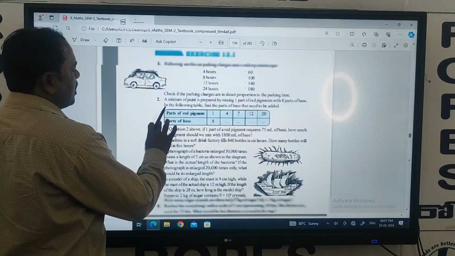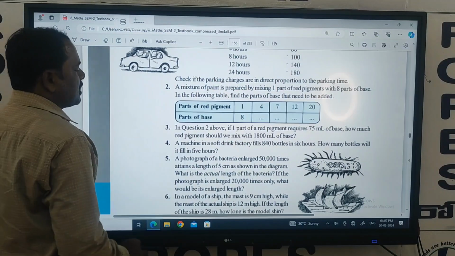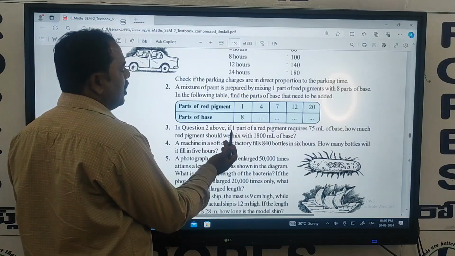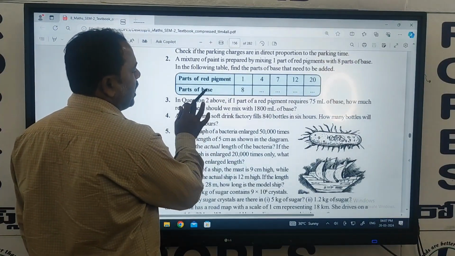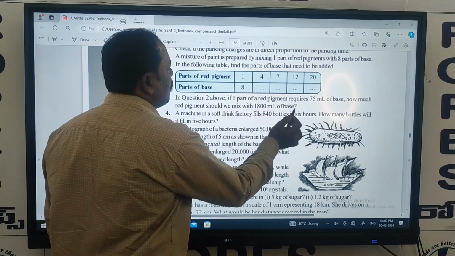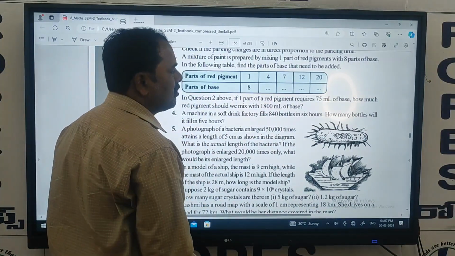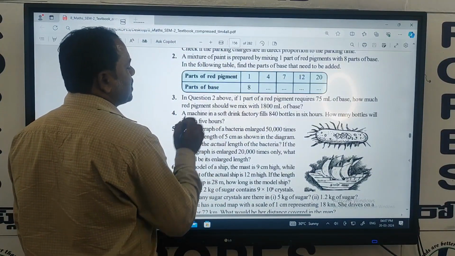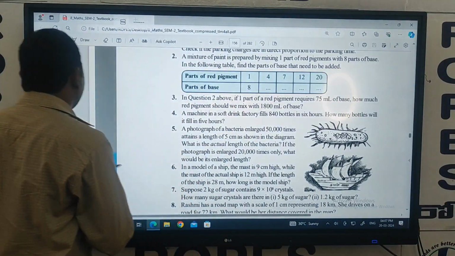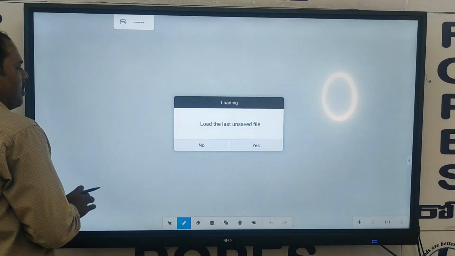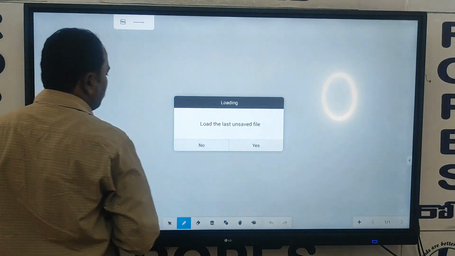Next, if you observe the third question, in question number two above, if one part of red pigment requires 75 ml, then how much red pigment should we mix with 1800 ml of base? This type of problem is easy to solve.